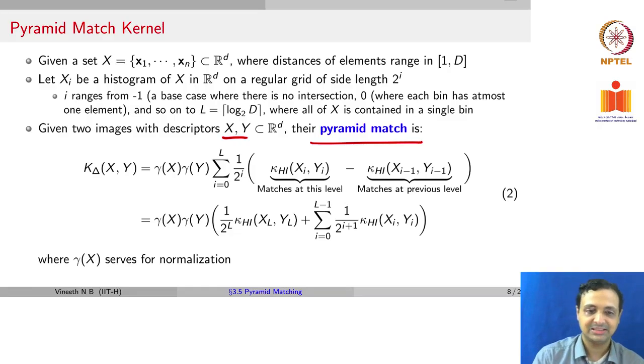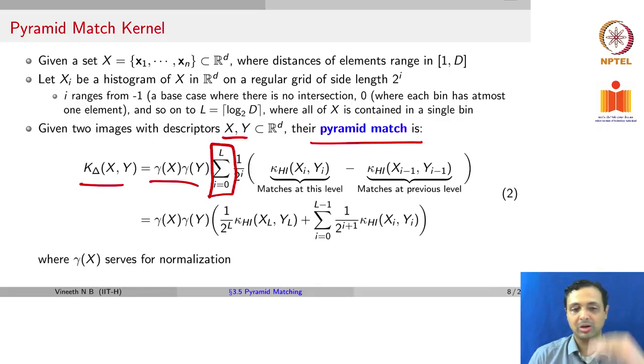So now, given 2 images with descriptors X and Y, we're going to define formally the pyramid match K delta XY as, once again, the normalization function, summation I going from 0 to L, L being the total number of levels that you're going to build. And for each level, you're going to weight it by 1 by 2 power I. When I is equal to 0, the weight is 1. When I is equal to 1, the weight is half, so on and so forth, which we just saw in the examples on the previous slides.